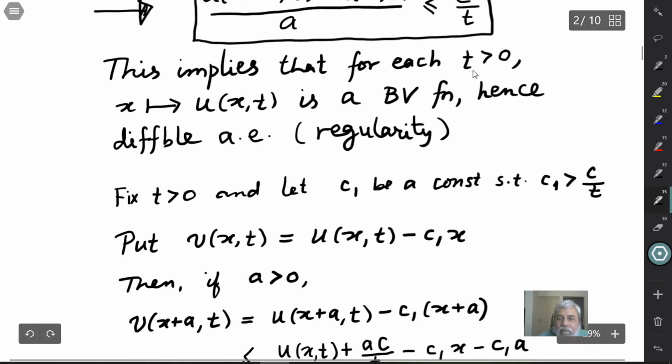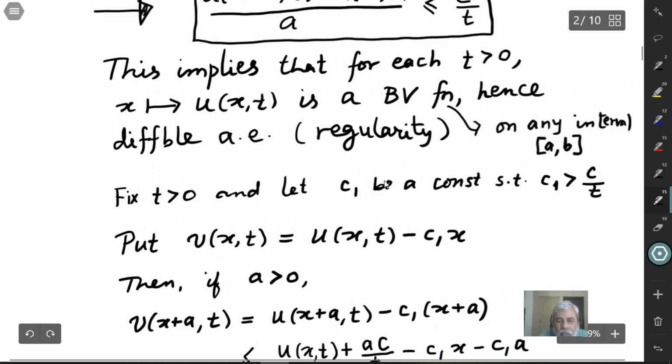For each t positive, this function x going to u(x,t), which is given by the Lax-Oleinik formula and satisfies the entropy inequality, is a BV function. Let me stress, on any interval (a,b). It's a local result, so it's locally of bounded variation. You cannot take it to the whole of R, unless you put more assumptions on the initial condition. So u will not be a bounded variation function on the entire R, but this entropy inequality gives us a local result, and that is easy to prove.